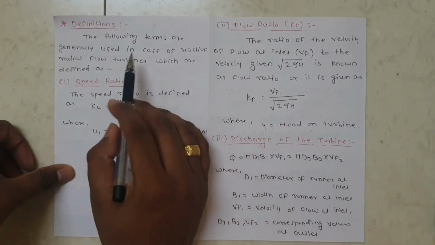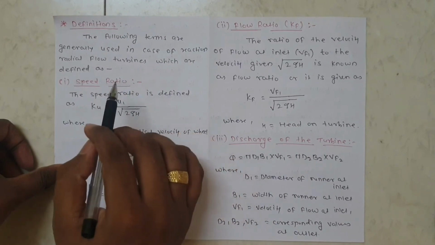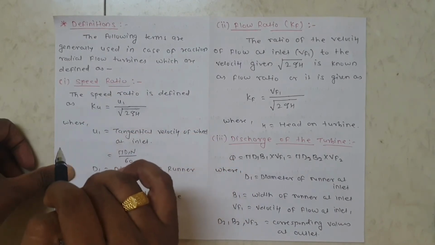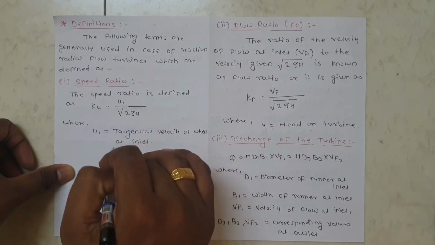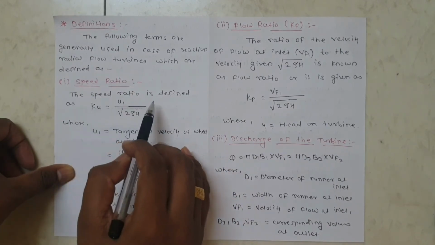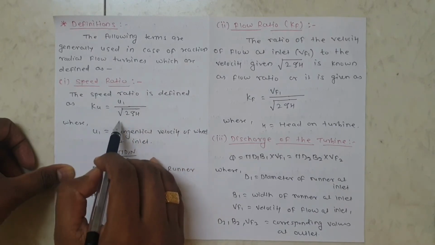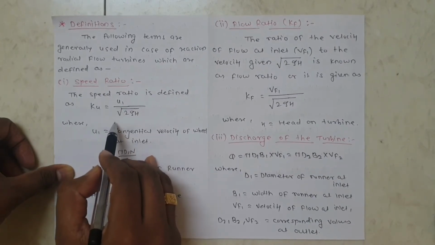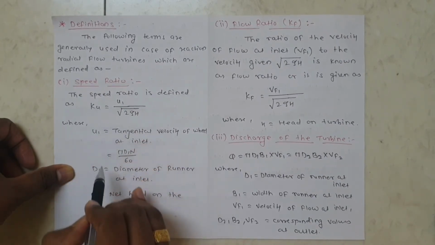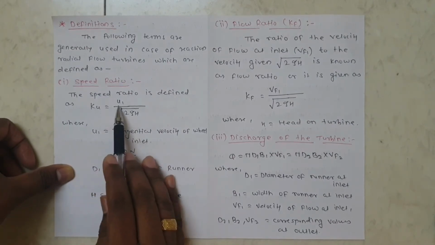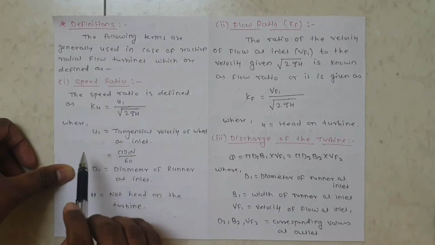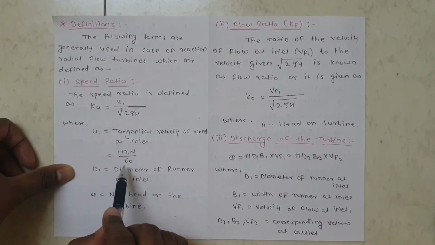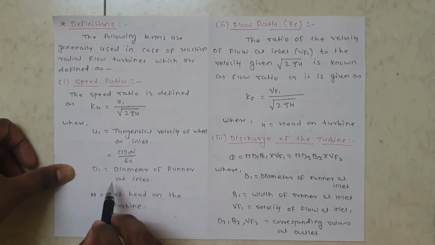Definitions. The following terms are generally used in the case of reaction radial flow turbines. The speed ratio is defined as Ku is equal to U1 by square root of 2gH. U1 is the tangential velocity of the wheel at inlet, equal to pi D1 N by 60. D1 is the diameter of the runner at inlet, and H is the net head on the turbine.